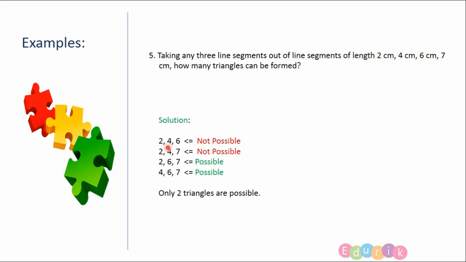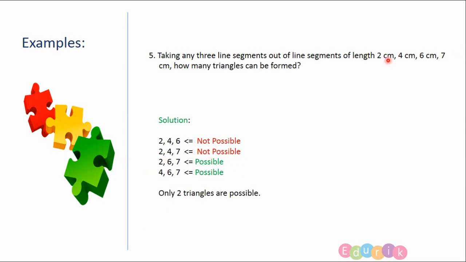For example, the first case we have got is 2, 4 and 6. Now if we add 2 and 4, we will get 6, which is equal to 6. From property number 2, we have studied that the sum of the lengths of any 2 sides must be greater than the third side. As 2 plus 4 is not greater than 6, such a triangle is not possible. Similarly, if we are picking 2, 4 and 7 here, 2 plus 4 equals 6, which is also not greater than 7. So such a triangle is also not possible.